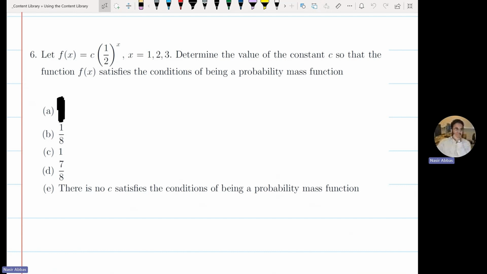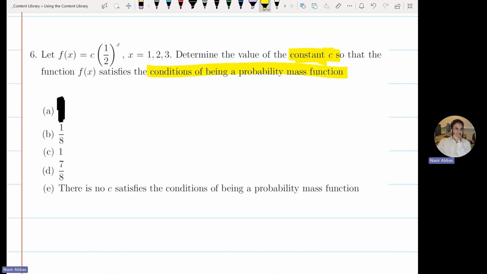This first question says: let f of x, which is c multiplied by 1 over 2 to the power x, be a probability mass function. It says that it is a probability mass function. Determine the value of constant c so that the function f of x satisfies all the conditions of being a probability mass function.